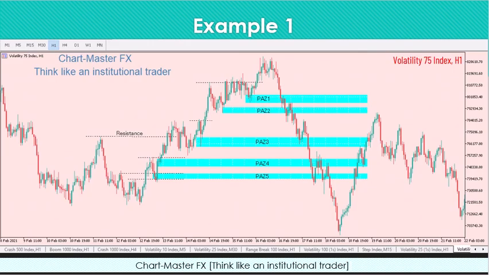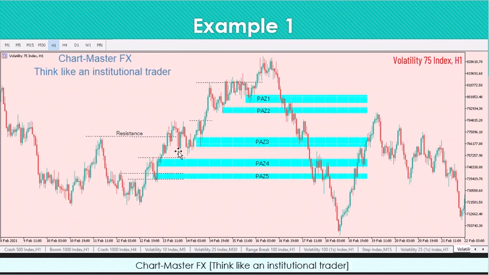On example number one, guys, we are on the Volatility 75 Index on the H1 time frame. This is how you draw your price action zones. You start here at the top. You have seen the price. Look at this, guys, you can draw a separator here. Currently our price is here. This is where our price is. So we have all this history.